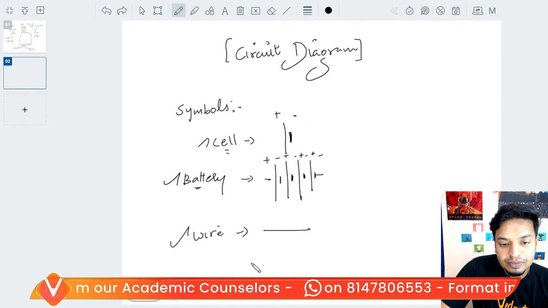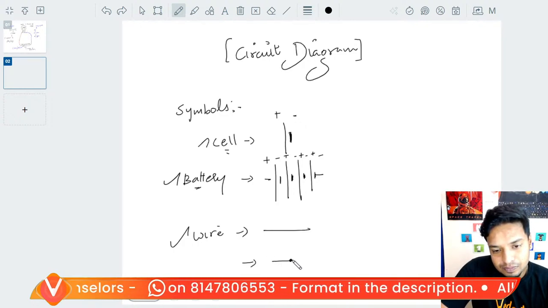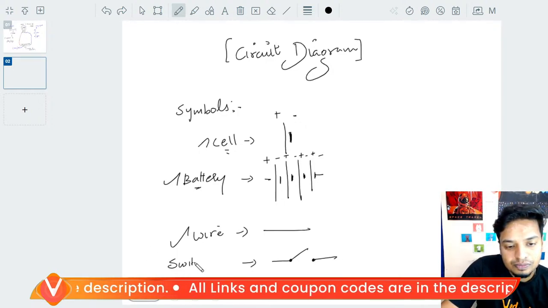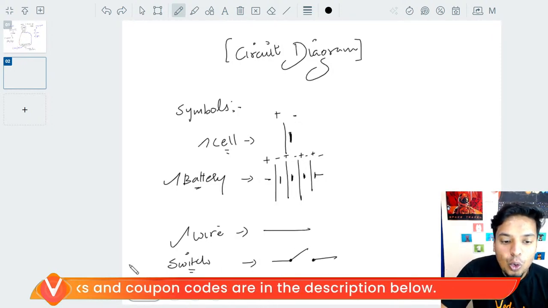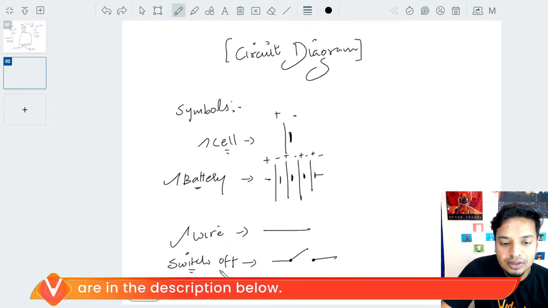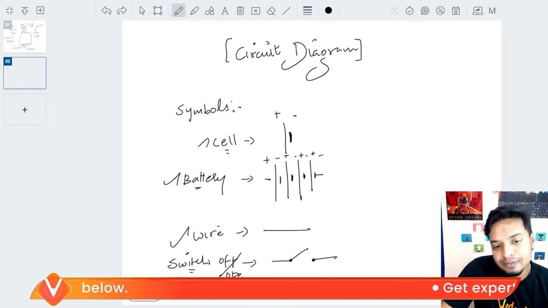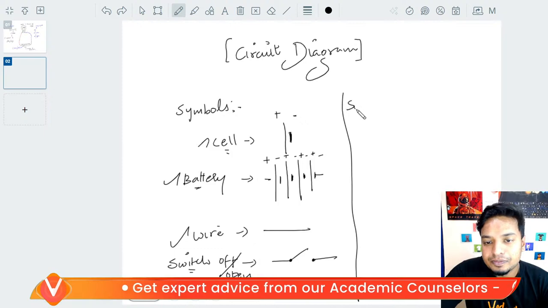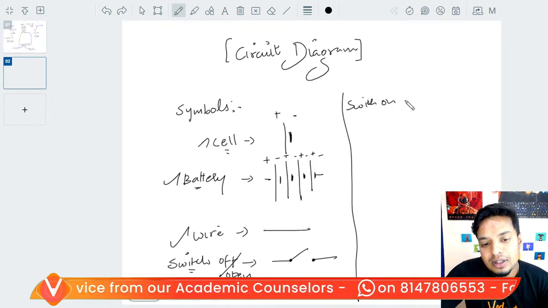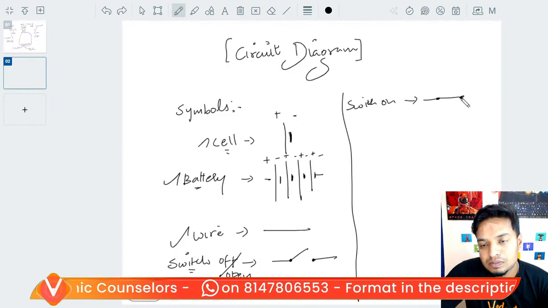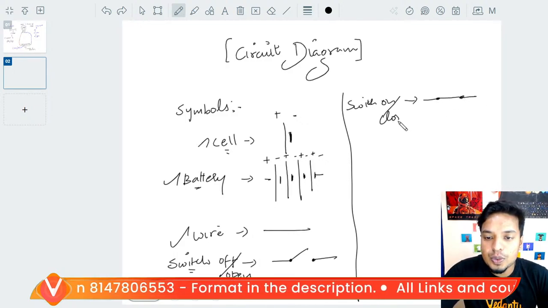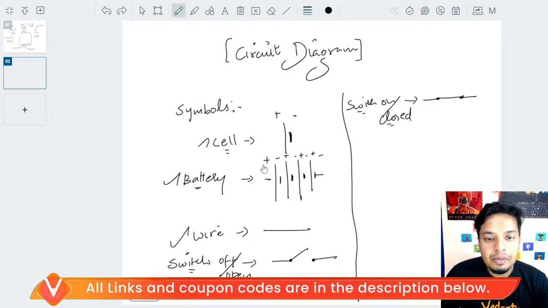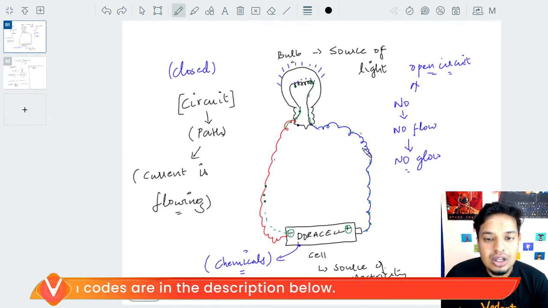Now comes one more. Tell me what this is. This is your switch. And this is an open switch, or the switch is in the off position. Off or open. When the switch is on, it will be like this. This is an on switch or closed switch. Very easy. So you remember this diagram? Now we'll draw a circuit diagram for it.